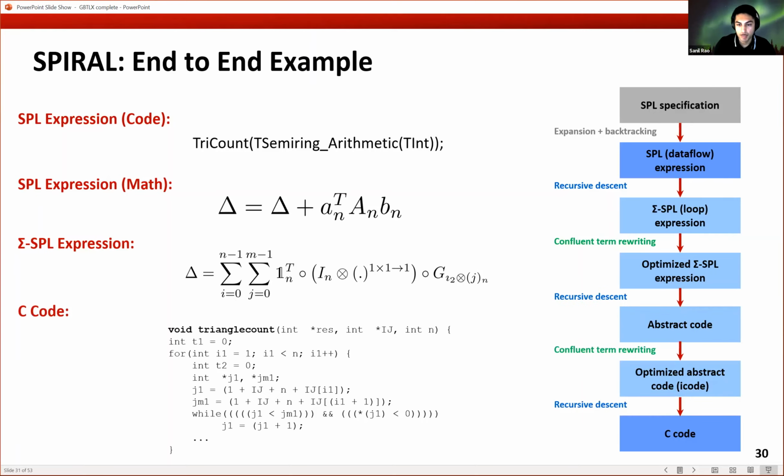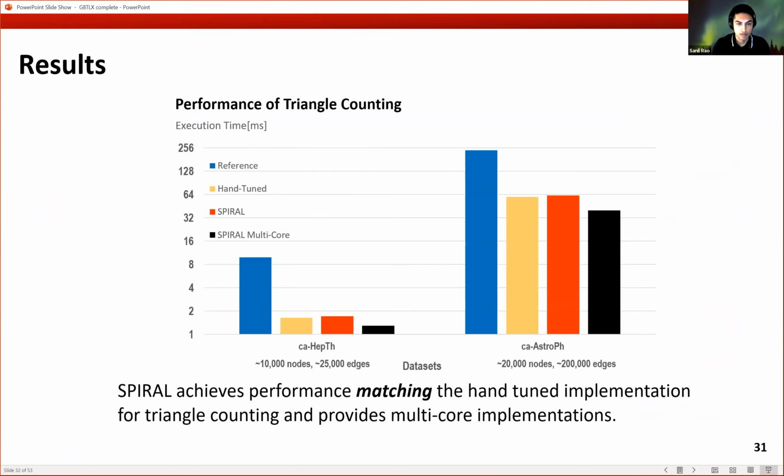Finally, some classical compiler optimizations are performed on our intermediate representation. And then the intermediate representation is translated now to C code.